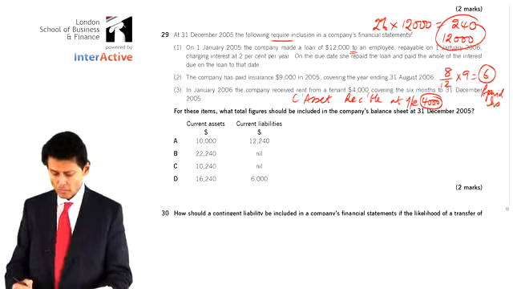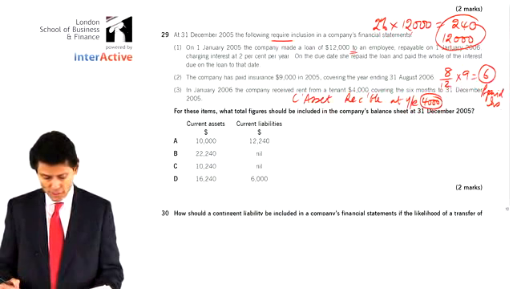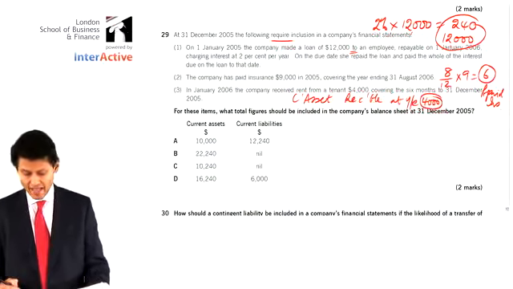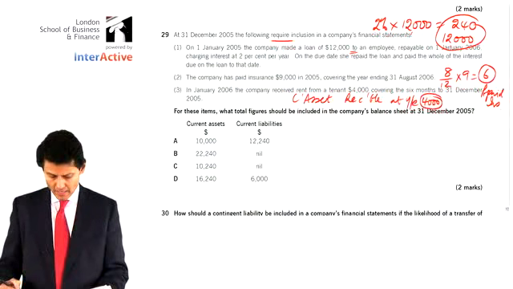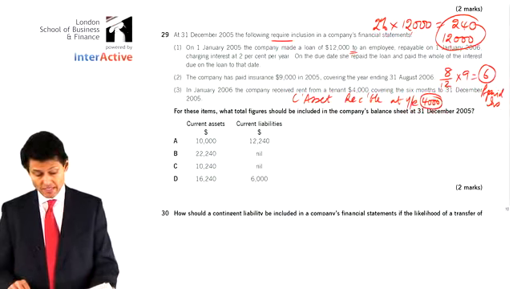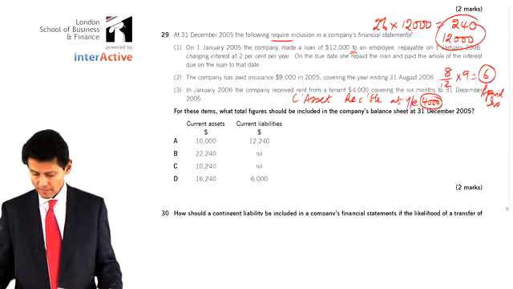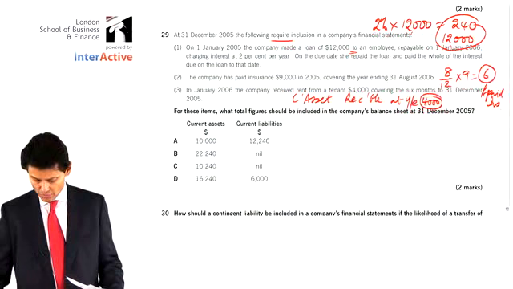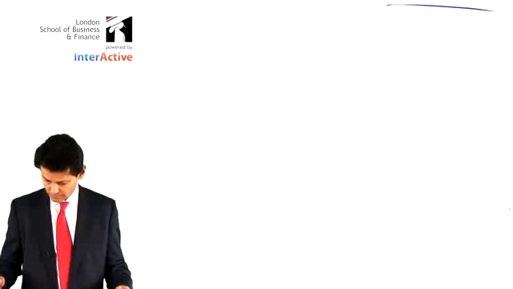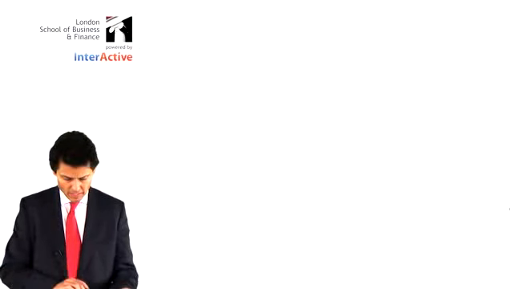So the question says, for these items, what total figure should be included in the company's balance sheet? Thinking about 12,240 being the receivable from the employee as at the year end, the figure of 6,000 is a prepaid insurance, and the rent receivable is 4,000. So I think all three of them appear to be assets, current assets. So let's write something out a little bit more formally as we face this little exercise. Quite straightforward, really. Here we are.